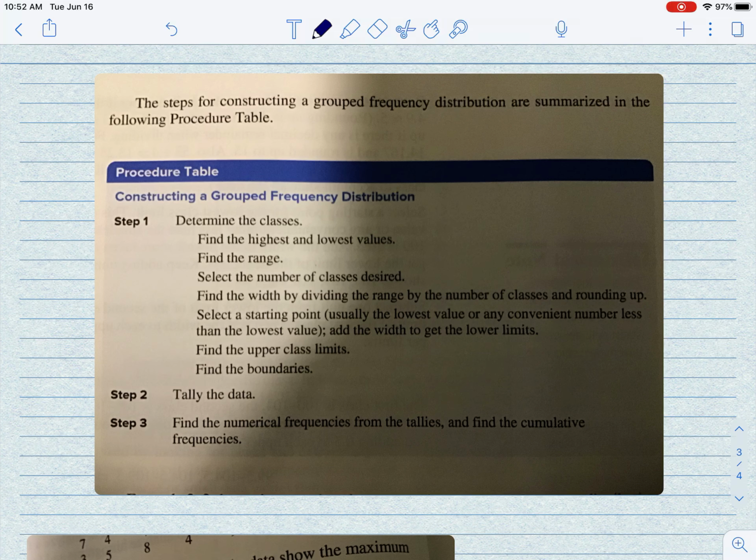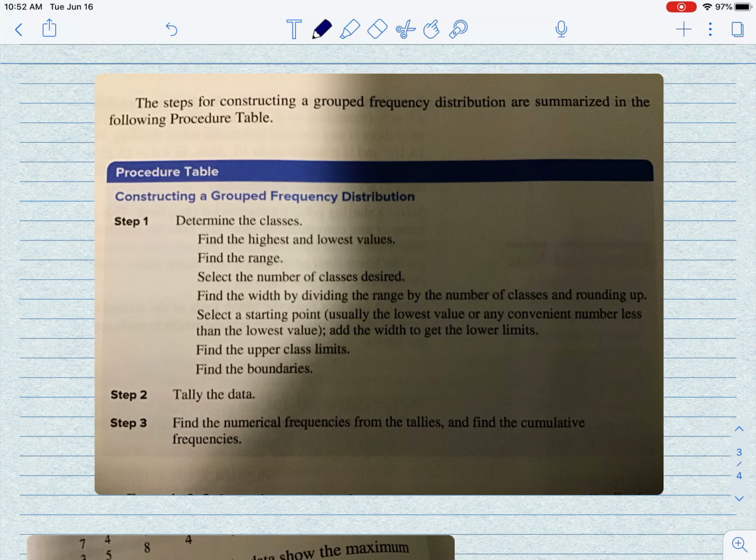Okay, so the next thing we're going to do is an example, but I wanted to show you the steps for constructing a group frequency distribution. And we're going to go through each of these steps. So, it says step 1, determining the classes. And notice there's a bunch of stuff underneath step 1.